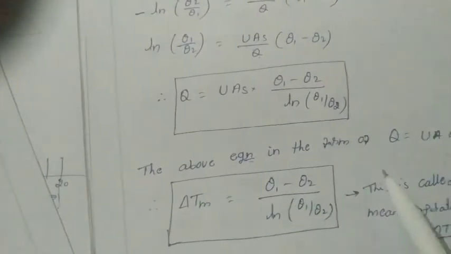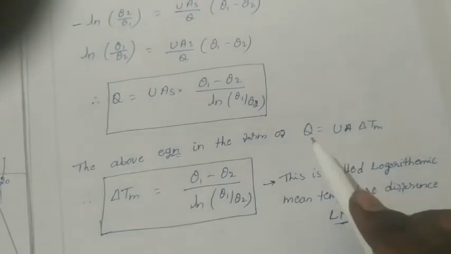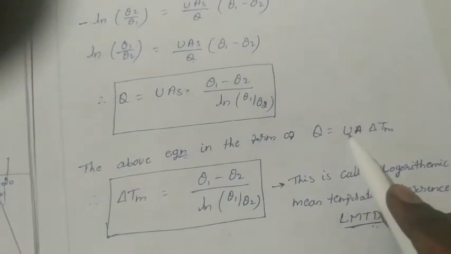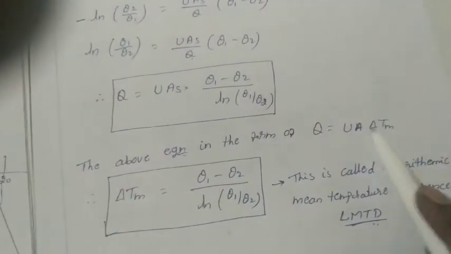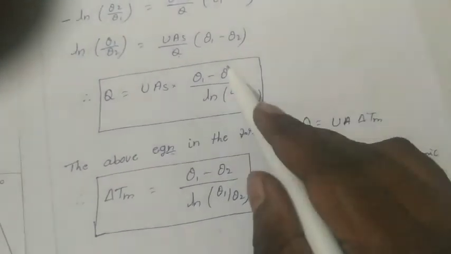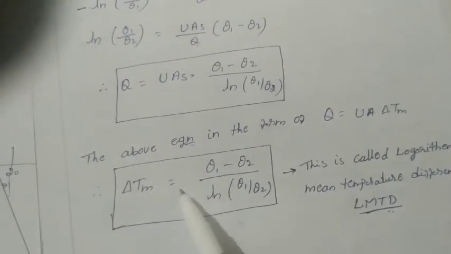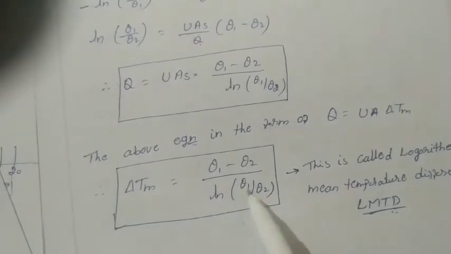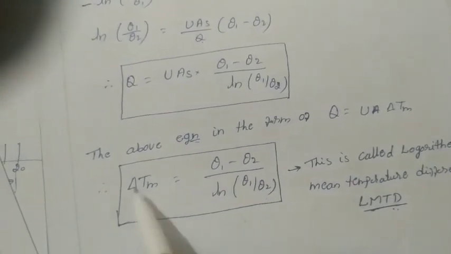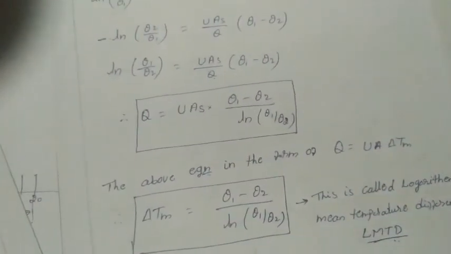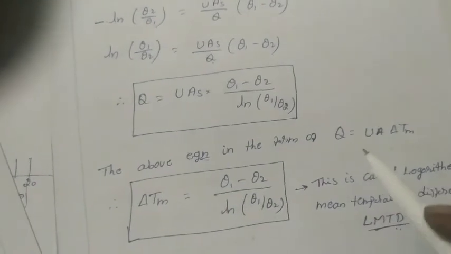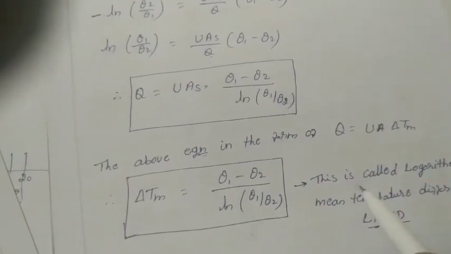So the above equation will be in the form of Q is equal to UA into delta T mean. Hence UA as it is, and this is equal to delta T mean, where delta T mean is equal to theta 1 minus theta 2 divided by ln of theta 1 by theta 2. So this equation is called the logarithmic mean temperature difference. We call it LMTD for the parallel flow heat exchanger.